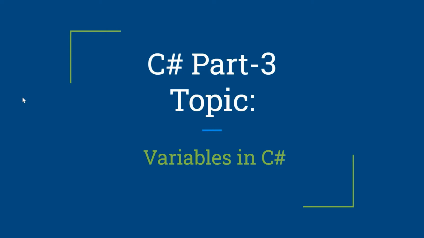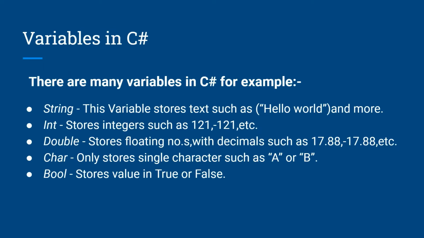In case you have missed the C# part 2 or part 1 video, I'll write the link in the description. In today's video, we'll be covering the topic variables in C#. Let's get started. First I'll recapitulate what we have done in C# part 2. We covered the syntax and I told you how to print your first program. In this part I'll be telling you about variables. So let's move to the variables.